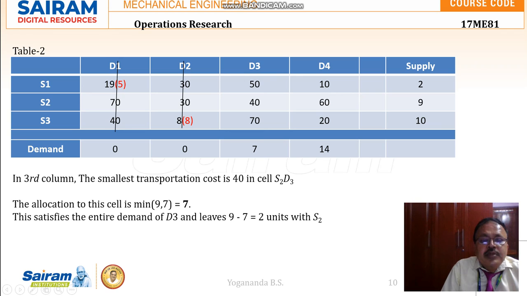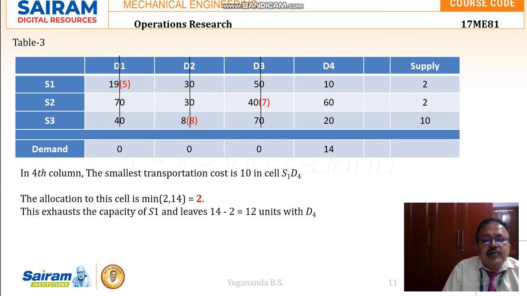In the third column, the smallest transportation cost is 40. Supply is 9, demand is 7. Take the minimum out of 9 and 7. It is 7. So assign 7 to this 40. Out of 9 units available, 7 units are supplied. So it is 9 minus 7, 2 here, and this 7 becomes 0 in the next iteration. No demand now, all the demand is met. So get rid of the column D3.